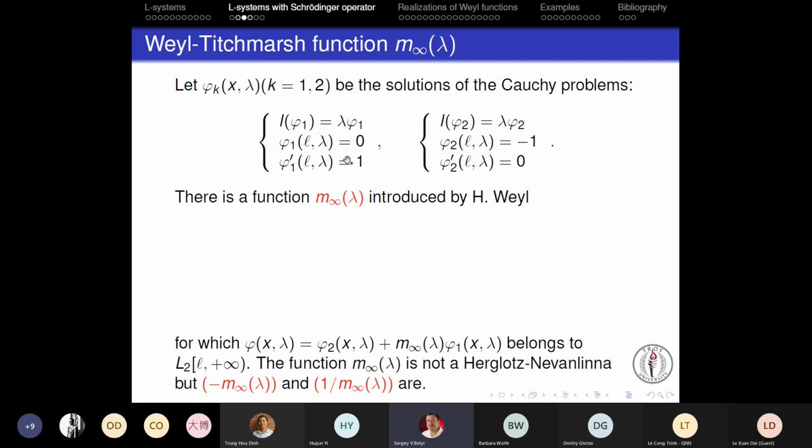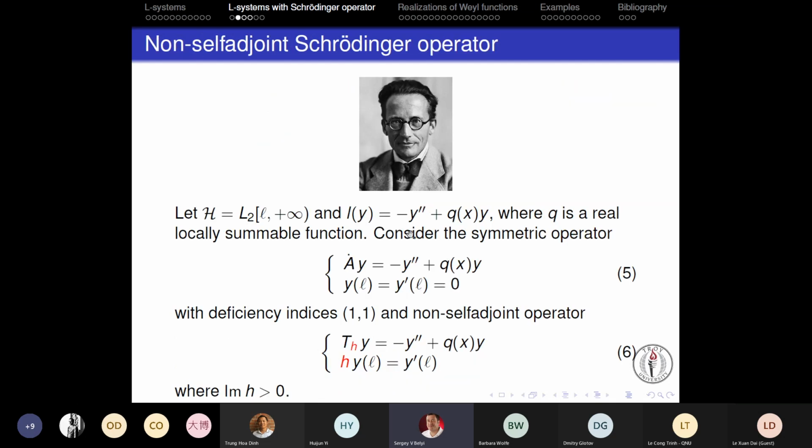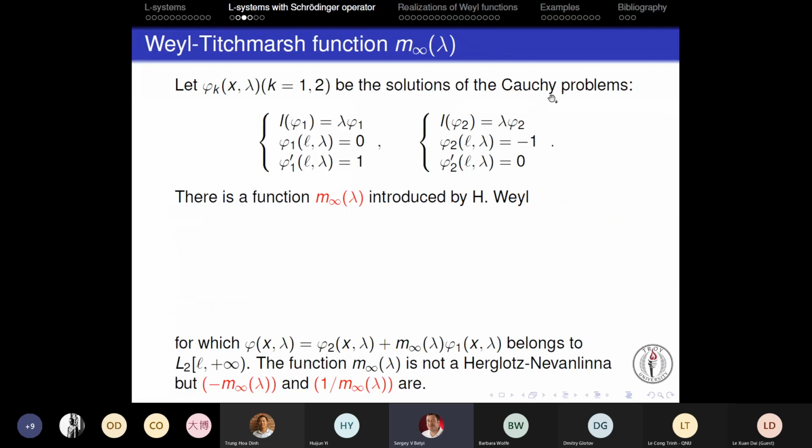If we consider the same differential expression from the previous slide, that is L, negative y double prime plus q x y, and solve two Cauchy problems with these initial conditions 0, 1 and negative 1, 0, then there exists a function named m infinity introduced by Weyl, such that phi of x, the combination of the solution of the second system and the first system, belongs to L2.